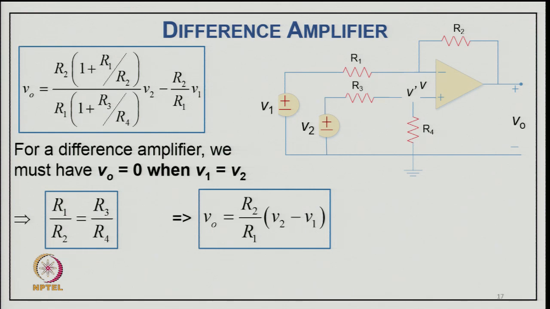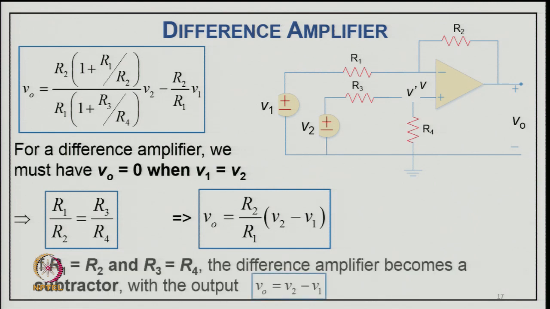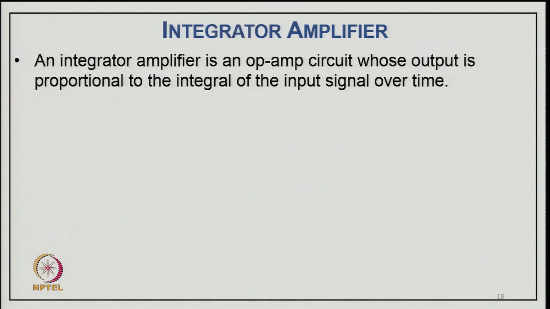So, we can say R1 upon R2 should be equal to R3 upon R4. So, V0 will be R2 upon R1 times (V2 minus V1), that gives you the output as a difference of the two inputs, and we call it a differential amplifier. So, if R1 equals R2 and R3 equals R4, the difference amplifier becomes a subtractor with V0 equal to V2 minus V1.